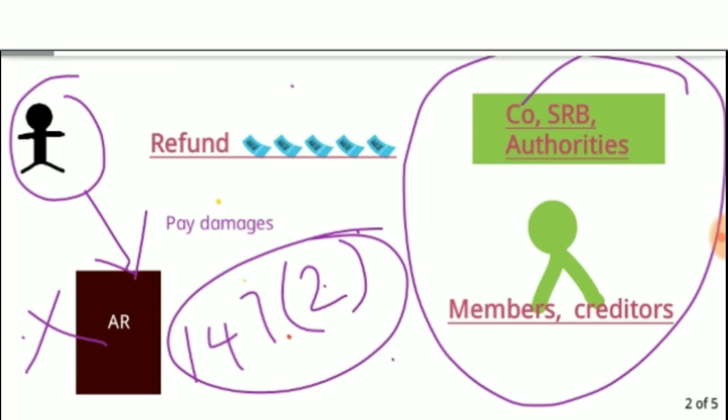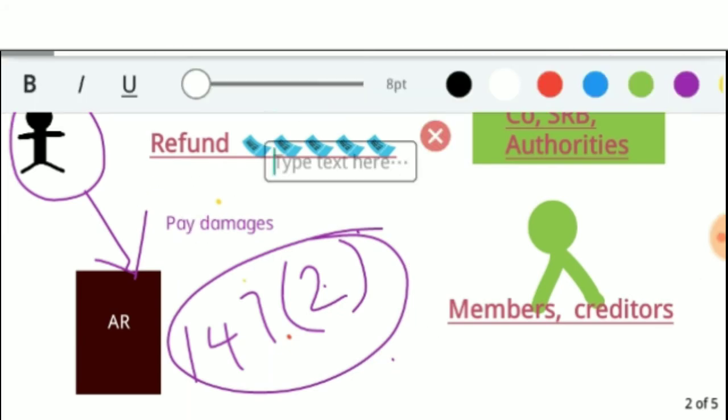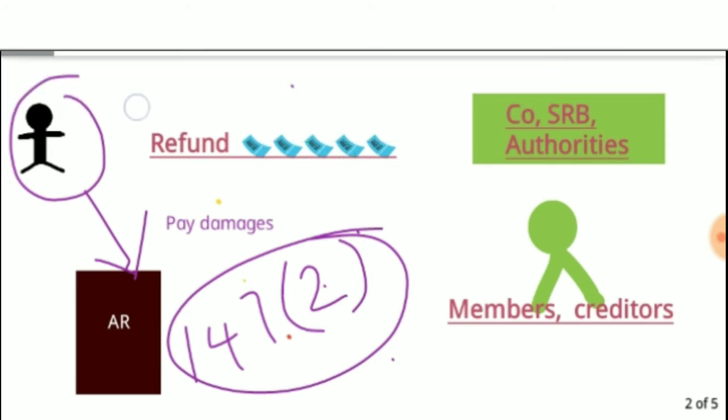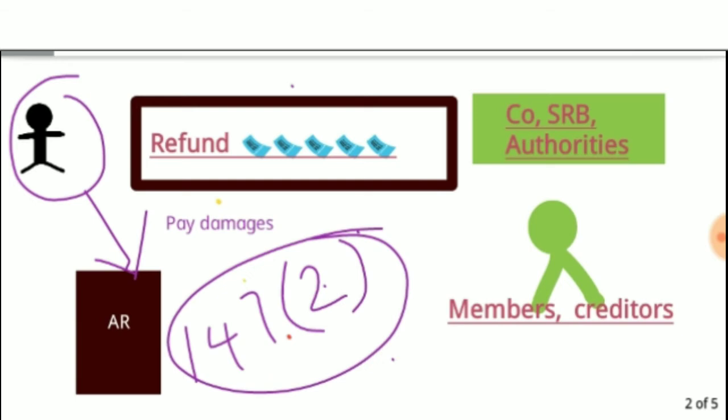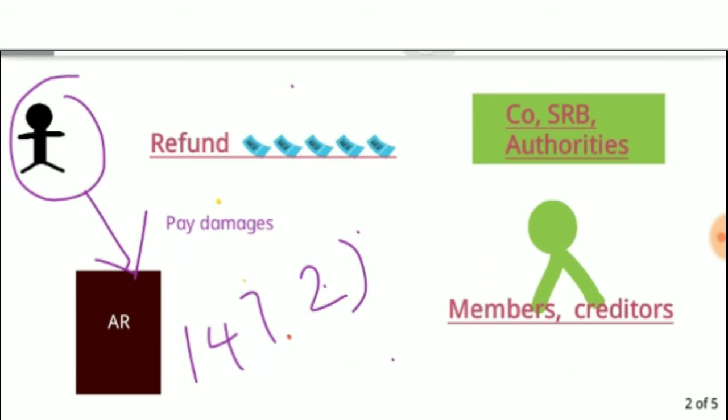So for that the concerned auditor is required to refund the remuneration which has been received from the company. That is, he is required to refund the remuneration or audit fee received from the company. Then he should pay damages to whom? Company, statutory regulatory bodies and authorities, members, creditors, because of any wrong statement included in his audit report, which may cause damages to these people. So it is the responsibility of the auditor to pay for those damages or to contribute towards them.